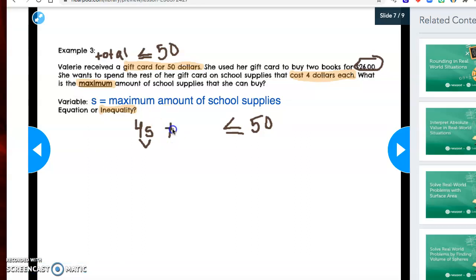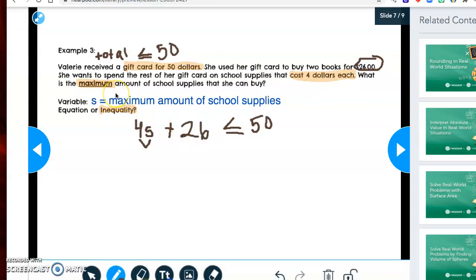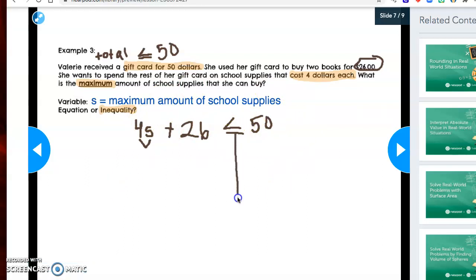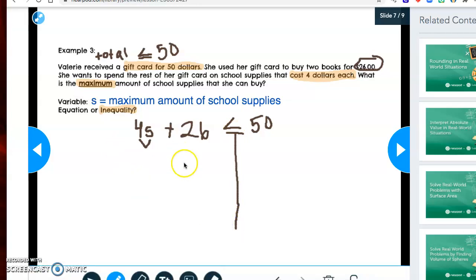Plus, she already spent $26 on the two books. So now you have an inequality that you can solve, and this is what the inequality would look like. So now you could actually put the line down the middle here and get to solving.